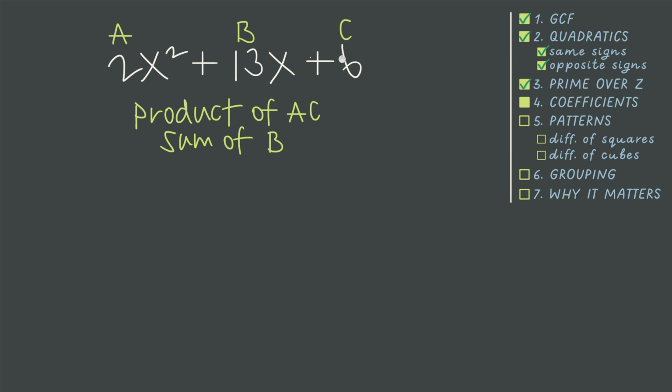So if we look at a and c, 2 and 6, their product is 12, which means we're looking for factors of 12, two values that multiply to 12. We know that they are 1 and 12, 2 and 6, and 3 and 4.